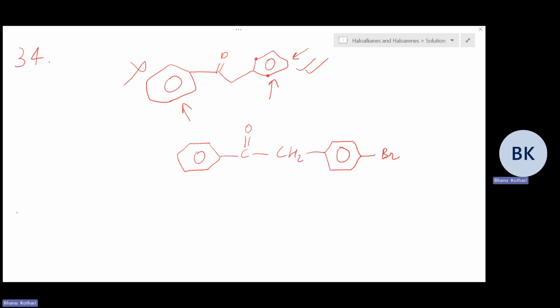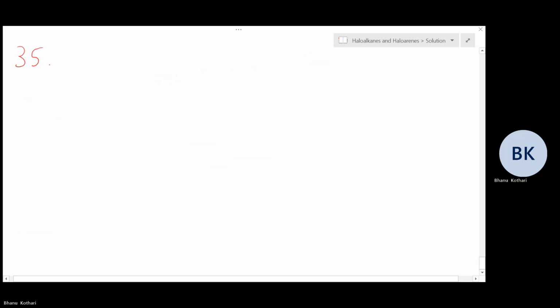Question number 35. Amongst the following halides, the one which reacts most readily with ethanol is. The reaction that is taking place with ethanol is an SN1 reaction. So you have to think about the stability of the carbocation. Whenever an electron withdrawing group is attached to the carbocation, it will destabilize it, right? And whenever an electron releasing group is attached, that will stabilize the carbocation.